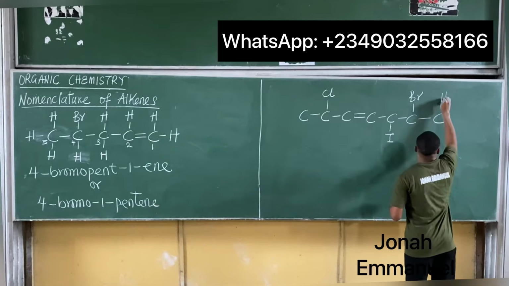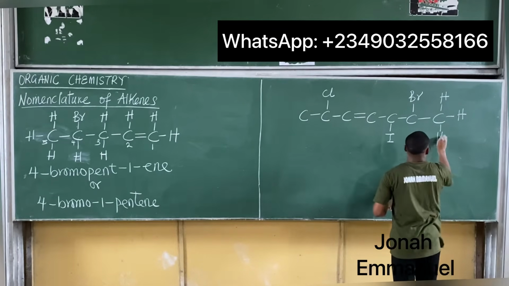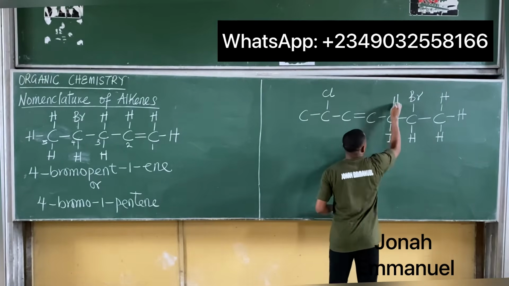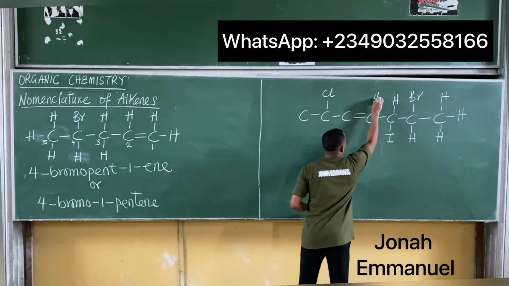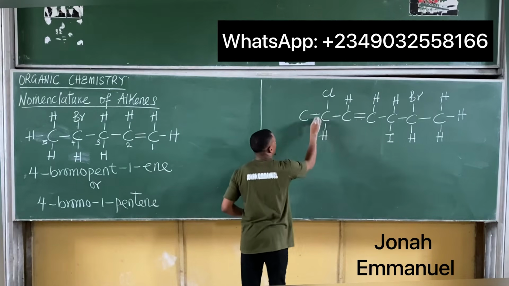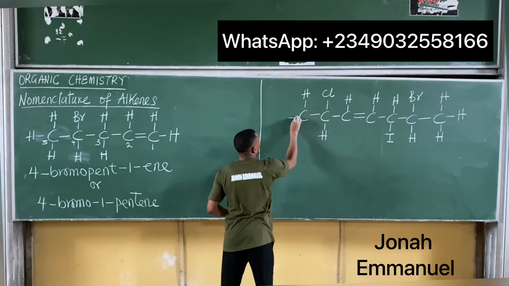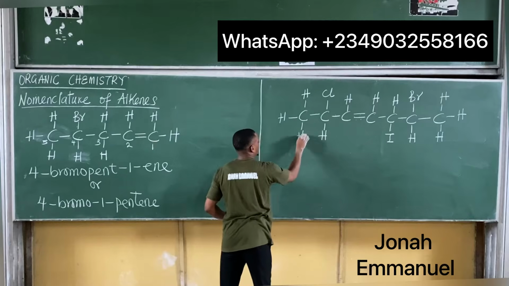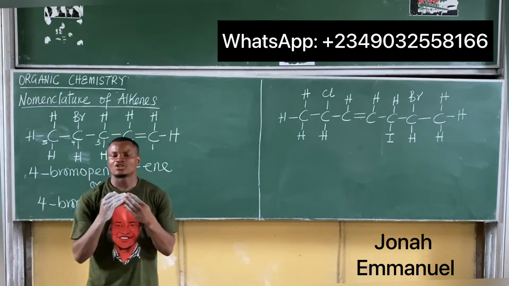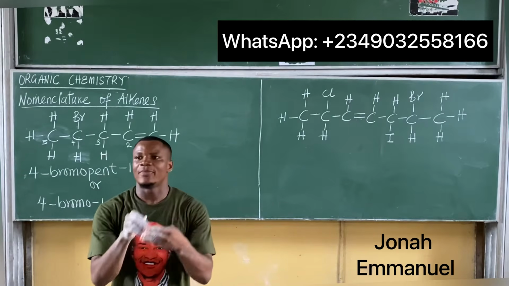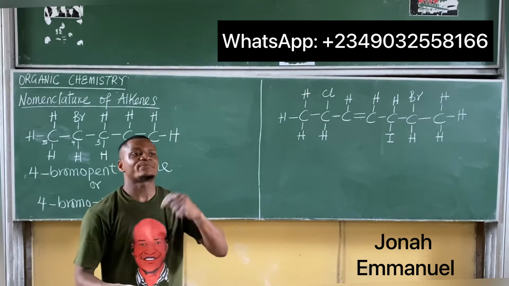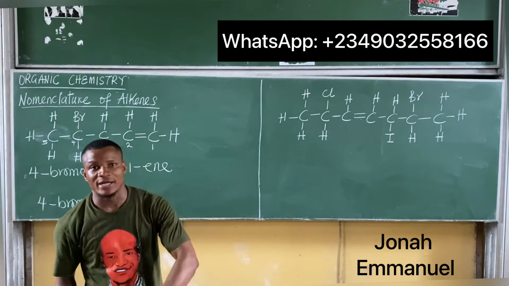1, 2, 3, 4. How do you number this? Number it in such a way that the smallest number is attached to the carbon bearing the double bond. The double bond is the priority over other substituents.